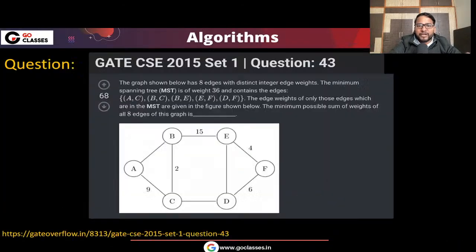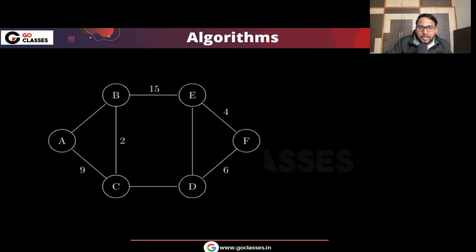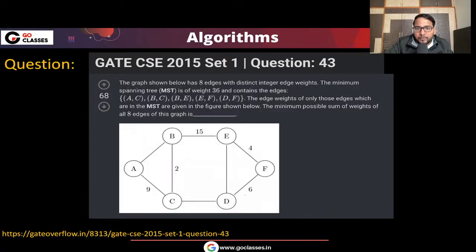See, this pattern is very, very common in GATE also, right? So let's just see this PYQ, which has been asked in GATE 2015. What they're saying, the graph below has 8 edges. I think I've drawn the graph on the next page also. But anyway, it has 8 edges with distinct integer weights.